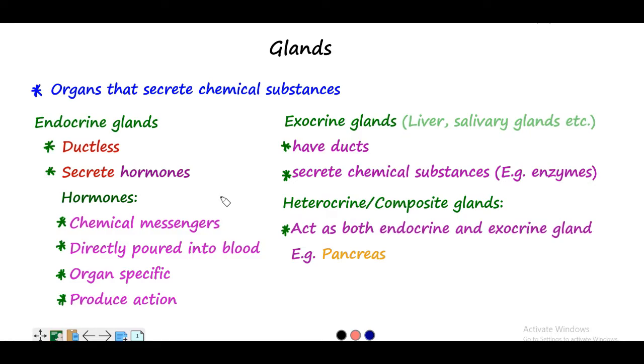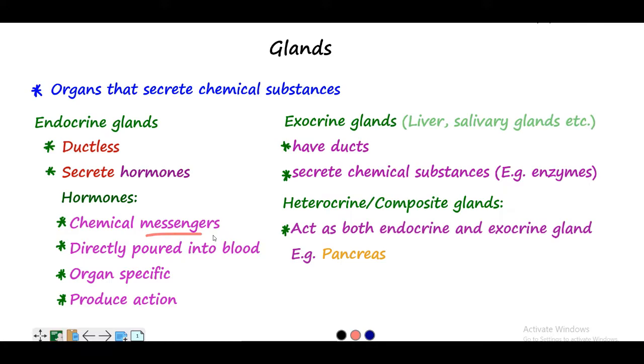Now there is this specific criteria for a chemical substance to be a hormone. First of all, it has to be a chemical messenger. That is, it has to carry a message. Now, what do you mean by carrying a message? That is, whenever it is released and whenever it actually goes to its target organ, it has to generate a response.